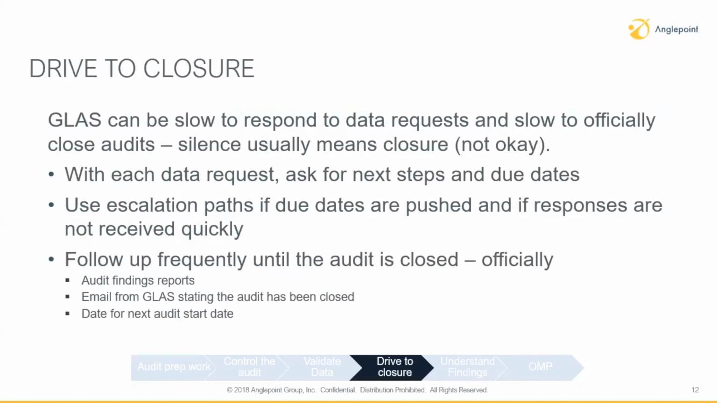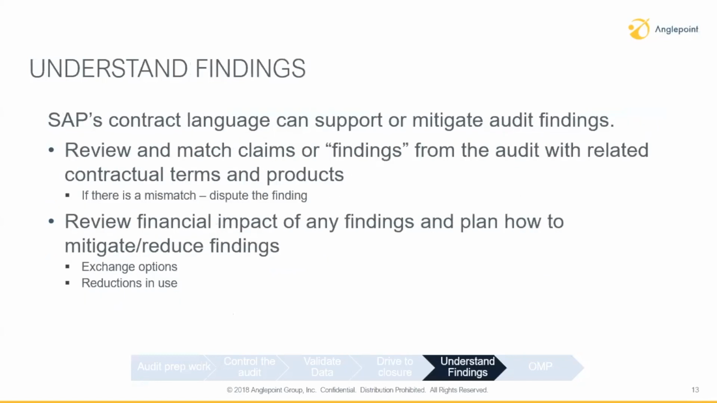So hopefully those steps will help organizations, licensees drive the SAP audits to closure. The next is understand findings. Once SAP has collected your data and created their findings report, you want to make sure you understand what the findings are. If you've done the previous steps, you should already know, okay, this is what SAP is going to see in this report. This is where their potential findings are going to be. And so a lot of this should be repetitive, right?